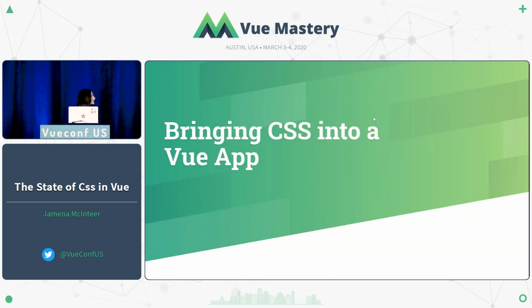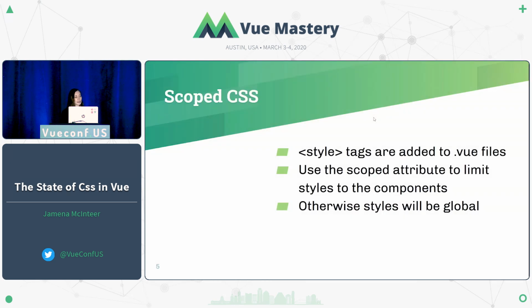So bringing CSS into a Vue app, this is kind of a big topic. CSS is kind of complex. It can get very complex very quickly. There are lots of options out there for working with CSS in Vue. So I wanted to talk about a couple of concepts about using CSS and then go into CSS methodologies you might want to adopt and end with some UI frameworks. So the first topic I want to bring up is scoped CSS.